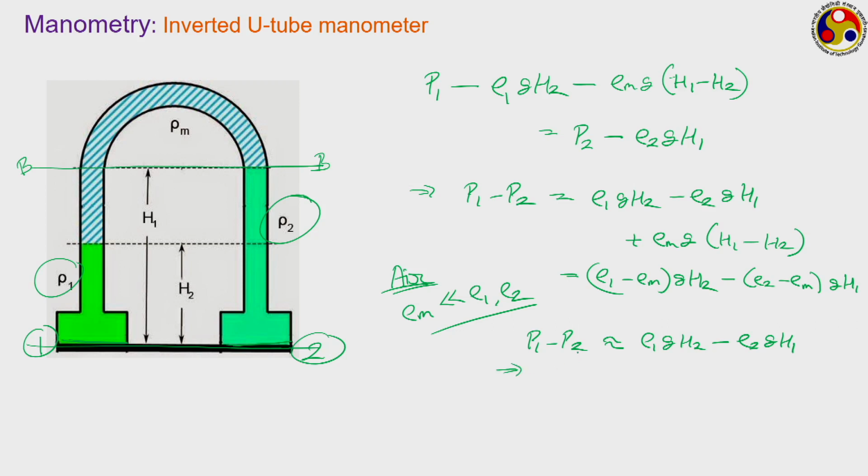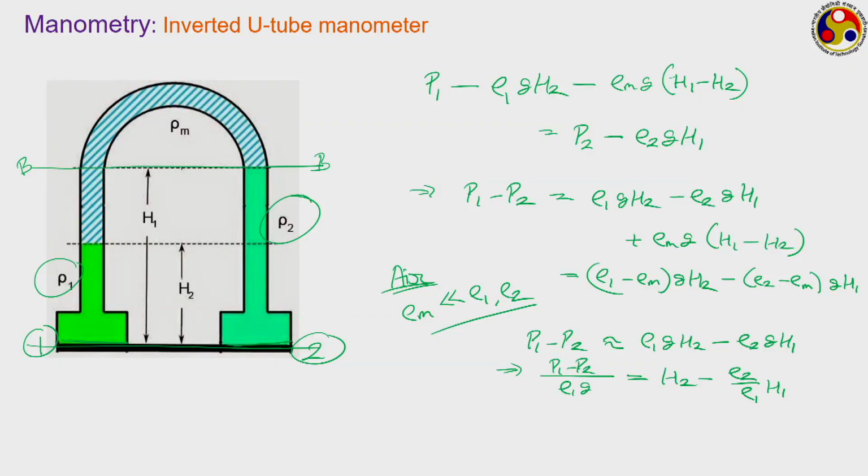If rho 1 is the fluid in terms of which you want to scale the pressure difference, then you can write this as (P1 minus P2) by (rho 1 g) is equal to H2 minus (rho 2 by rho 1) H1. So the inverted U-tube manometer is just a variation or inversion of the conventional U-tube manometer, and we can use a very light manometric fluid, or at least manometric fluids having density lower than the working fluid density.